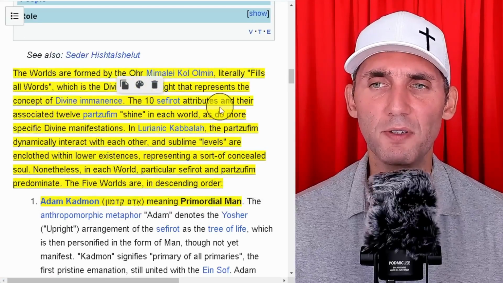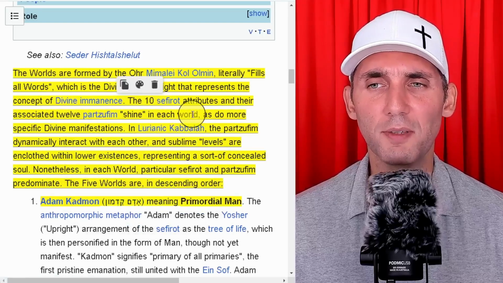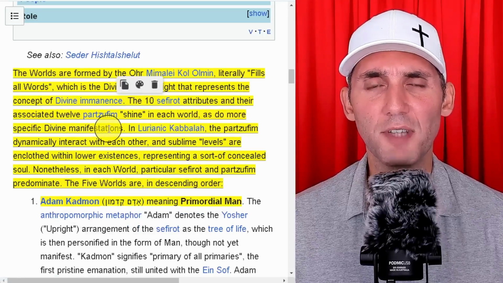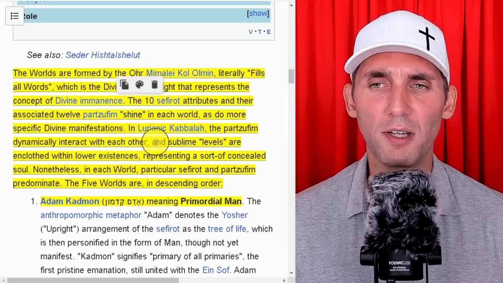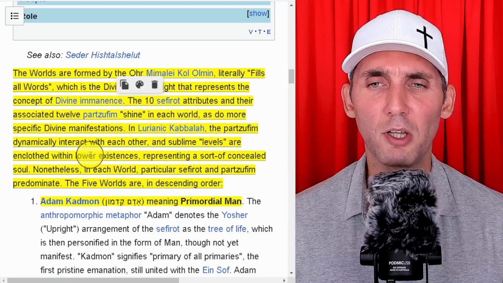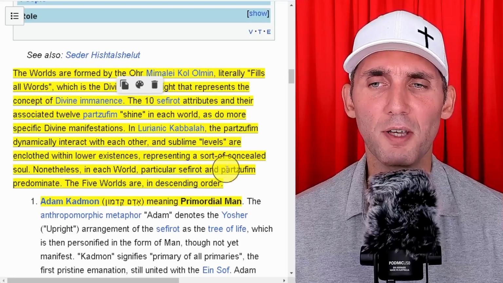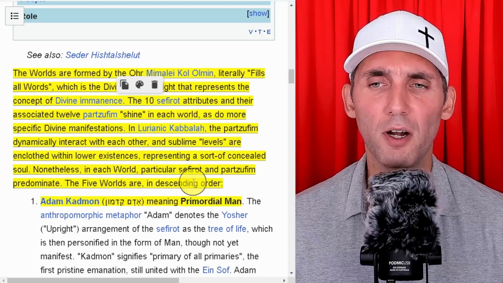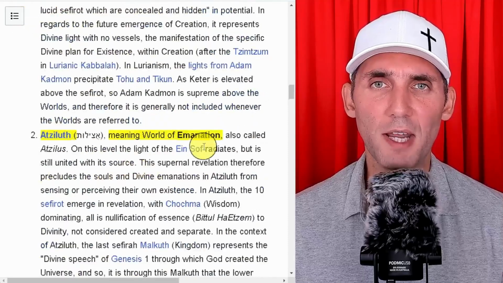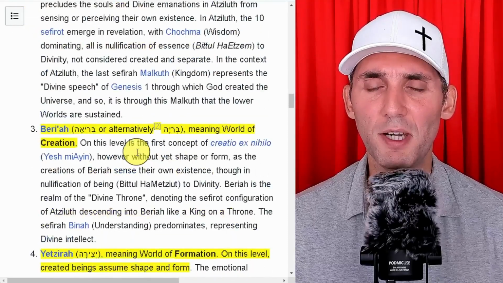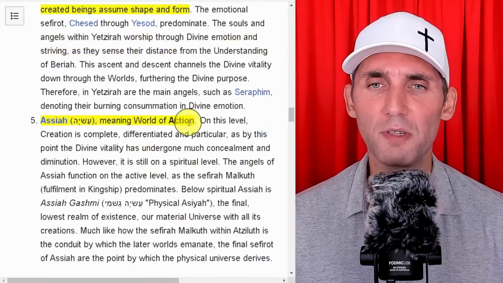The 10 Sephirot attributes and their associative 12 partsufim shine in each world, as do more specific divine manifestations. In Lurianic Kabbalah, the partsufim dynamically interact with each other and sublime levels are enclosed within lower existences, representing a sort of concealed soul. Nonetheless, in each world, particular Sephirot and partsufim dominate. The 5 worlds are in descending order: Adam Kadmon, the primordial man, the world of emanation. Of course, the occult is all about emanations, and New Age is all about emanations. The world of creation, the world of formation, and the world of action.